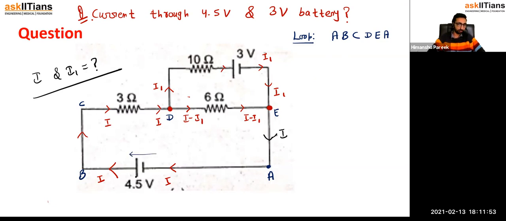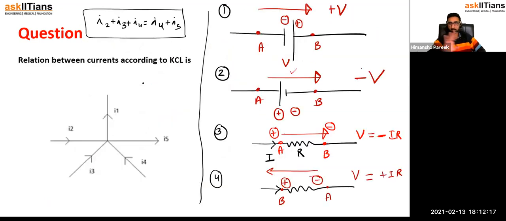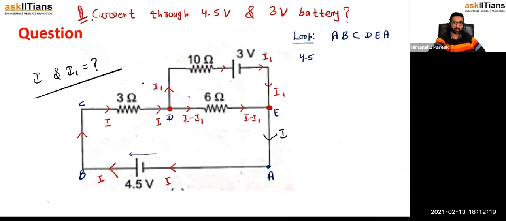So what should I write? Plus, because lower to higher. So plus 4.5. Then I'm going from B to C. It's a plain wire, so no potential difference there. No resistance. Then from C to D, the current is I, we have taken. And I'm walking in the direction of current. So just remember these rules. If you're walking in the direction of current, take minus IR. So minus 3 multiplied by I, because current is I here.